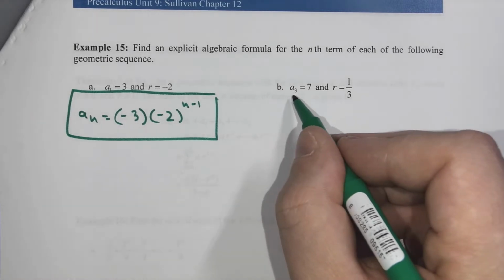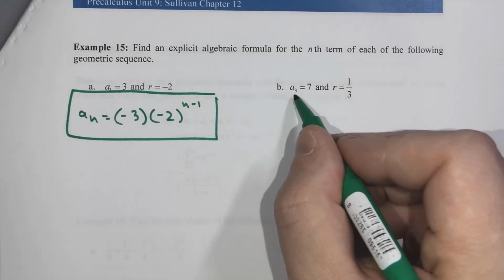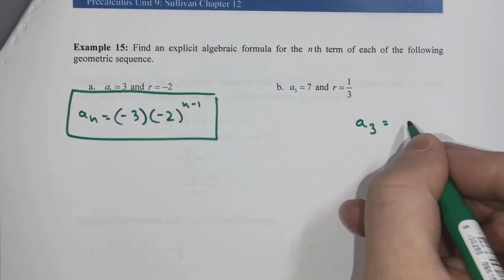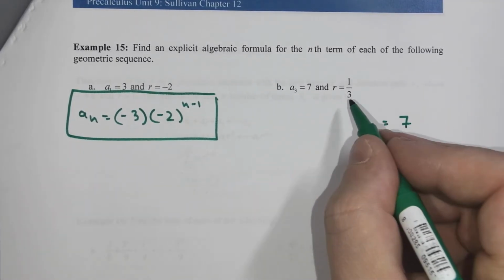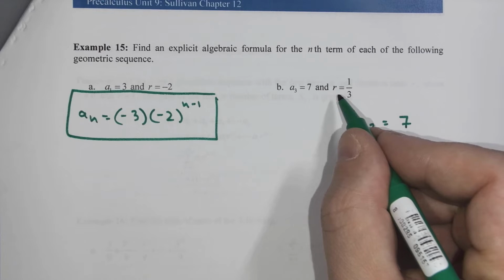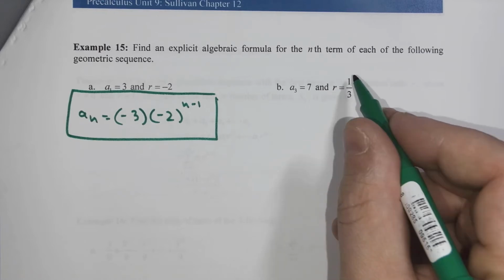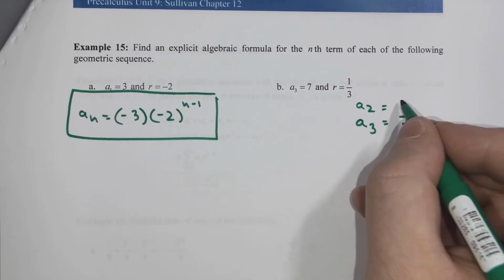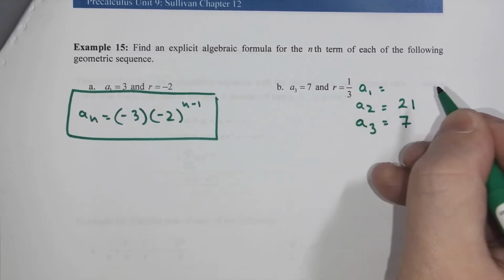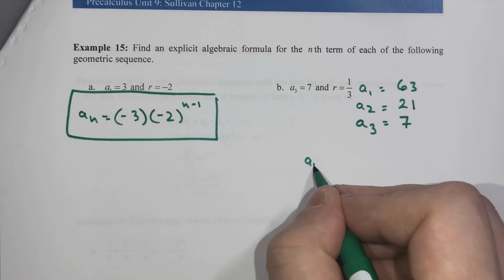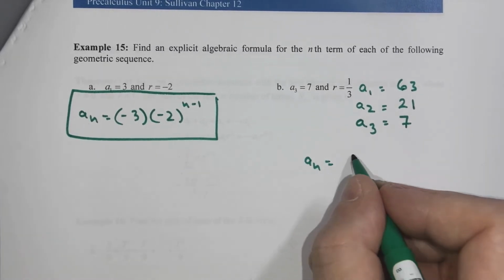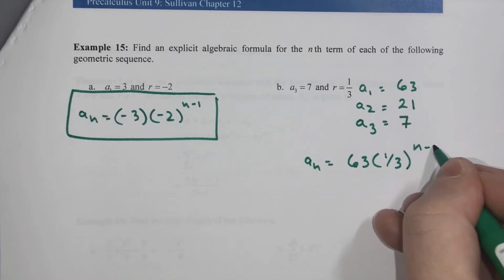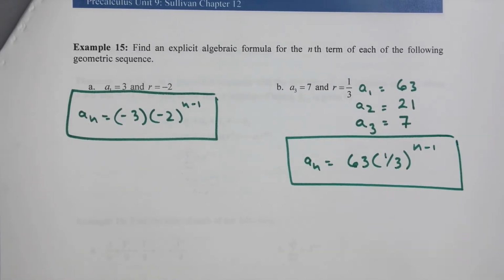Over here, they were giving us only the third term, so they didn't give us the first term. They tell us that a sub 3 is equal to 7, but I know that if I'm going to multiply by a ratio of 1/3, going backwards would be multiplying by the reciprocal, which is 3. So a sub 2 must be 21, and a sub 1 must be 63. So here I would say that the nth term would be given by 63 times the common ratio to the power of n minus 1.